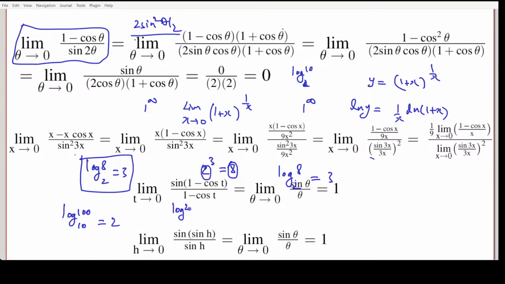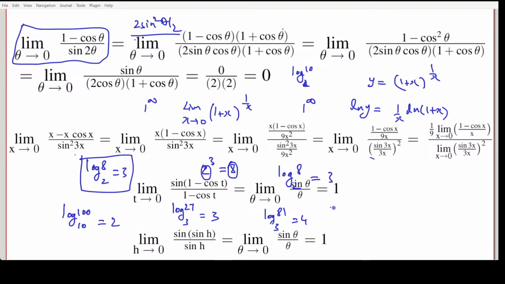Let's say log 27 to the base 3. How much is this? It's 3. That means 3 raised 3 times, 3 cube is 27. Log 81 base 3. How much is this? This is actually 4. You understood, no? Okay.